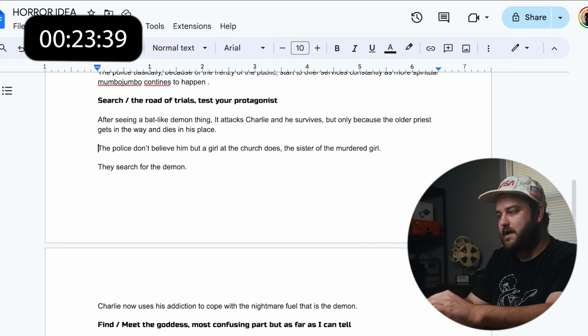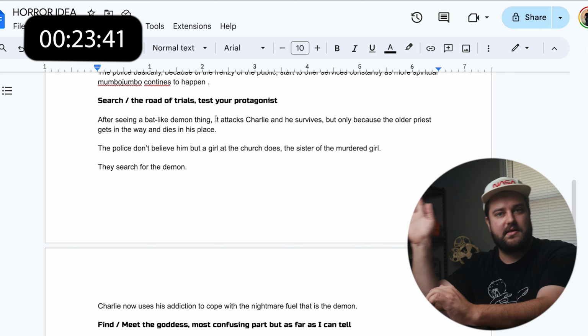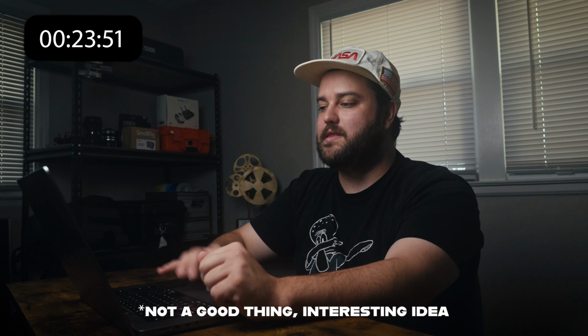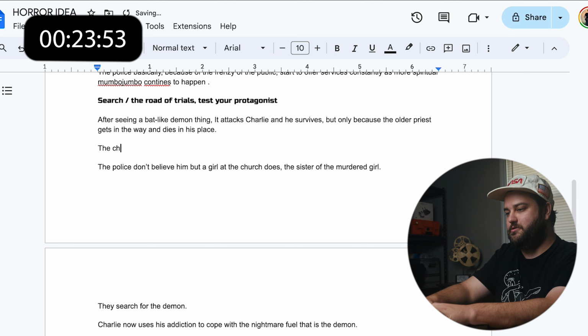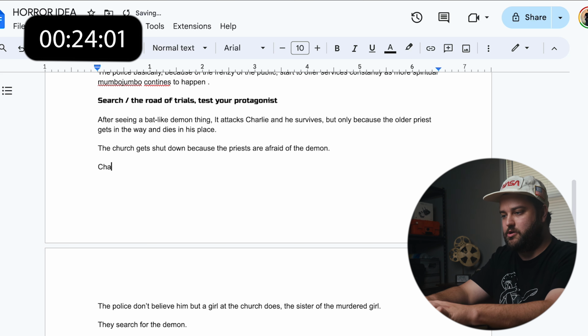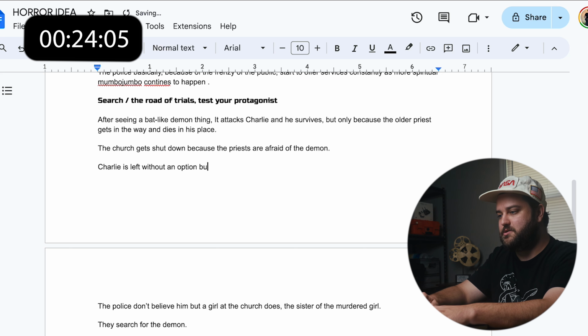So after the guy dies, everybody then thinks, why is Charlie constantly around dead people? And maybe even then people are like, he murdered the priest, and the church gets shut down. So, okay, that's a good thing. The church gets shut down because the priests are afraid of the demon. Charlie is left without an option but to pursue the demon.